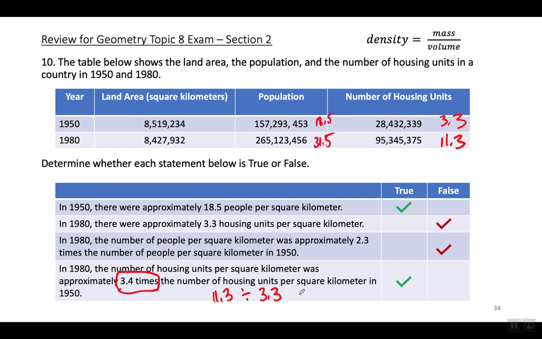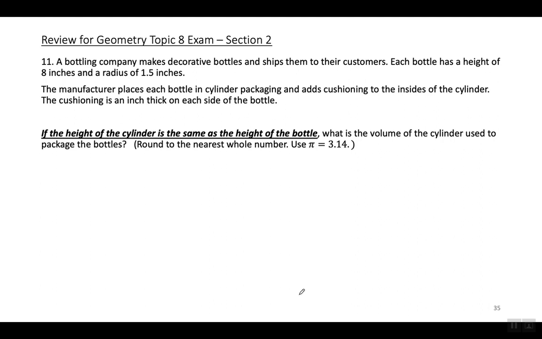Now listen, just because these are my answers on the review doesn't mean that these are the same answers on the test. I purposely mix it up and change things up. So on the test, you got to work every single one out to check which one is true and which one is false.